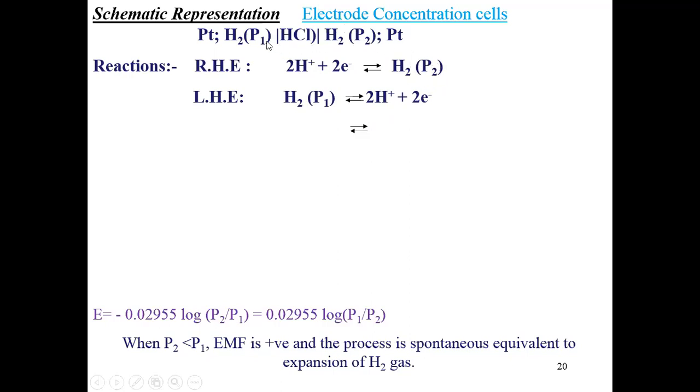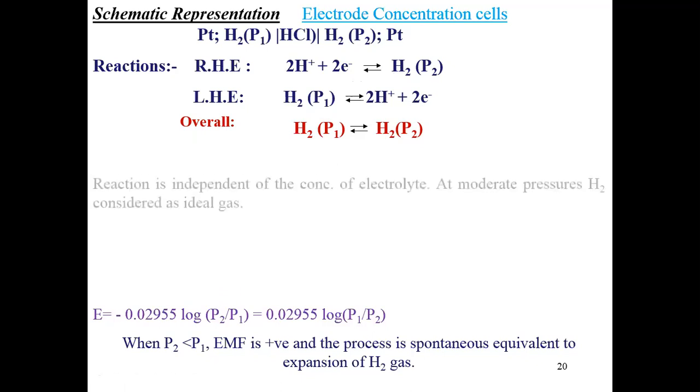On the left hand side, it will work as an anode, so oxidation will take place, the oxidation of hydrogen. H2, which is present at a partial pressure of P1, will be oxidized to give two H ions in the solution and two electrons. For the overall reaction, you just add these up; the H ions and electrons cancel out. So hydrogen at a pressure P1 goes to hydrogen at a pressure of P2. This is what we have here.